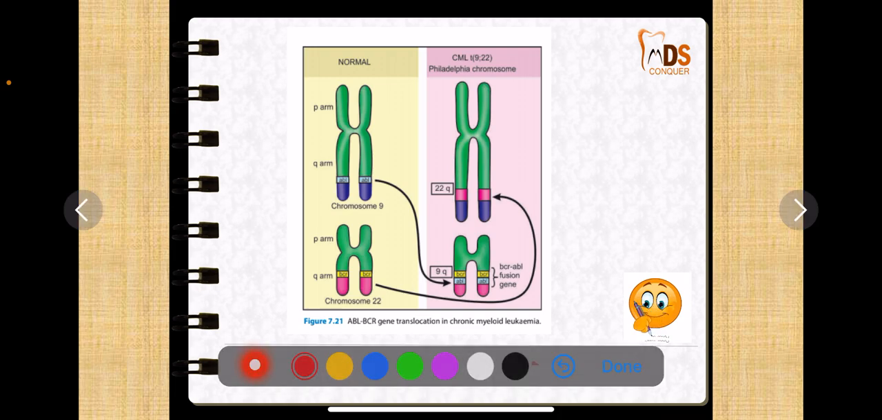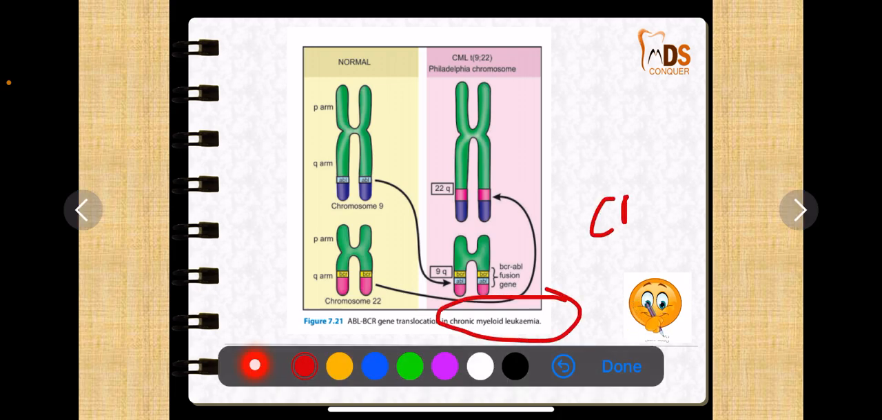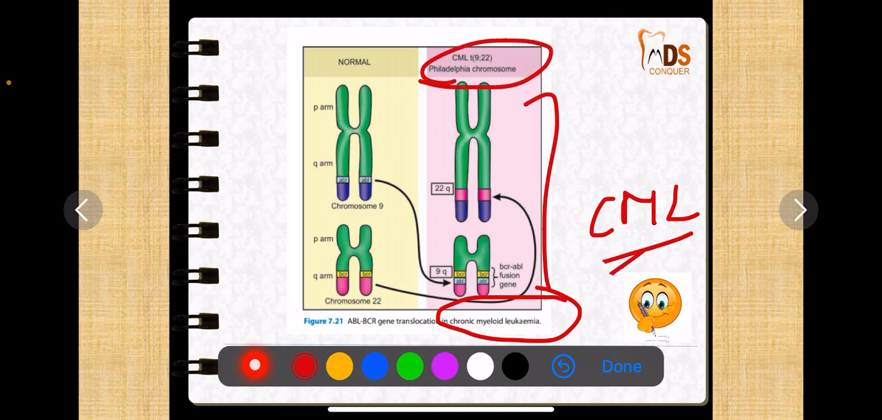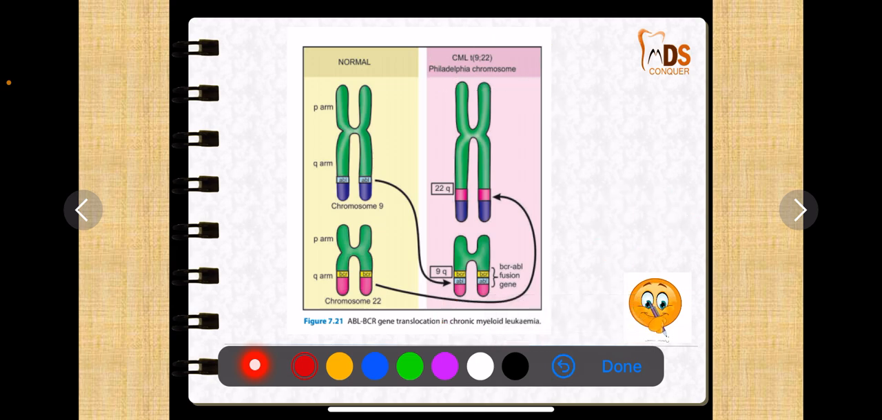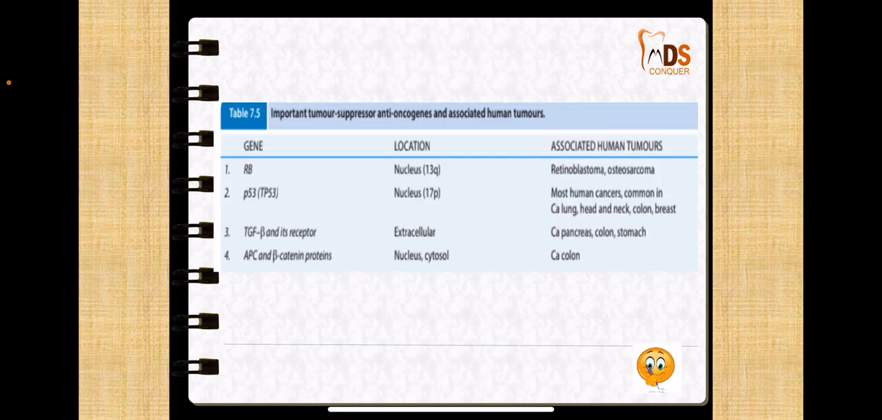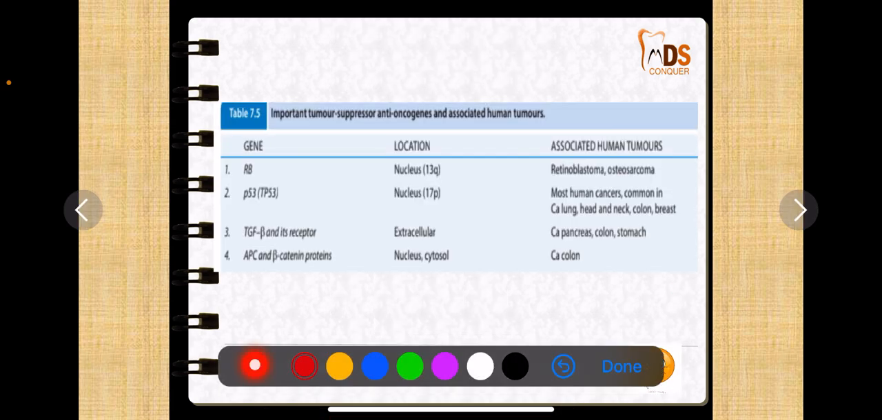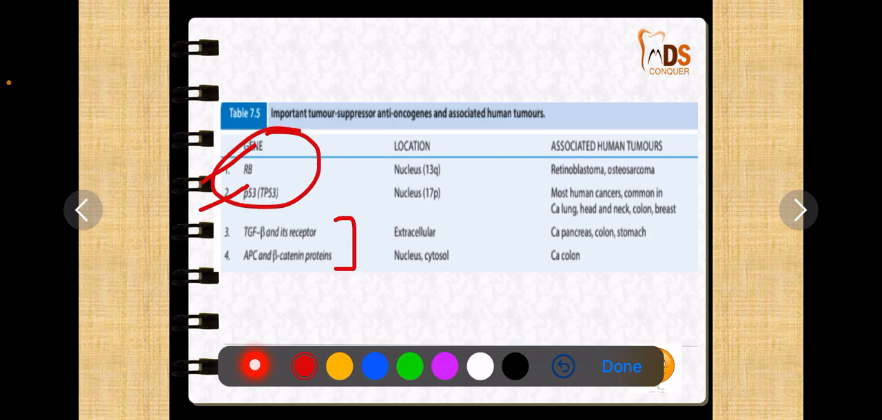So very important is the CML. So what exactly occurs in the CML? That is the Philadelphia chromosome, even give a glance to it. Okay, so again what are the various tumor suppressor genes, anti-oncogenes, and the associated human tumors. So the P53 and RB, that is the retinoblastoma gene, is quite important. Okay, and also just have a look at this. So these two are very important.